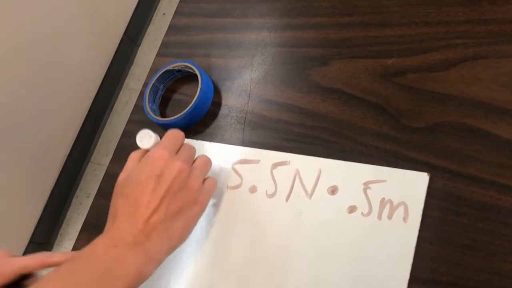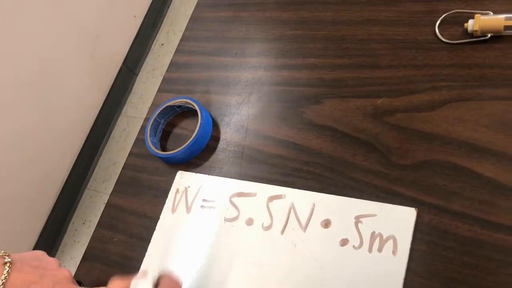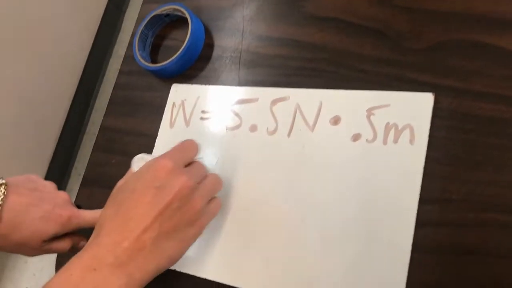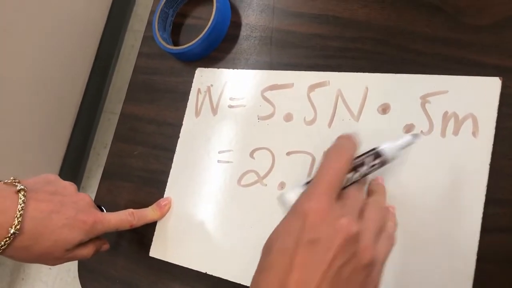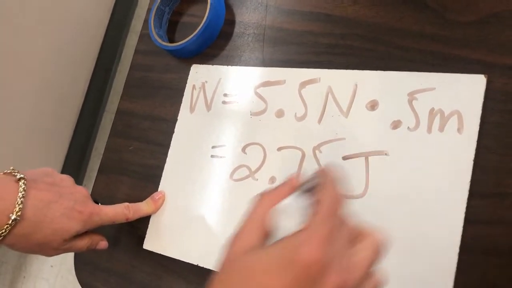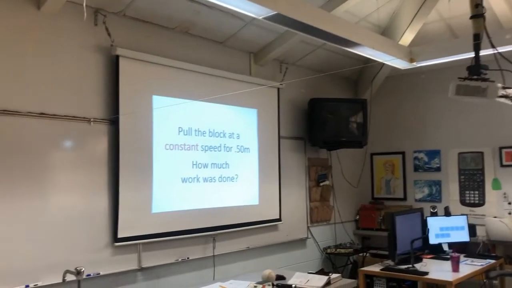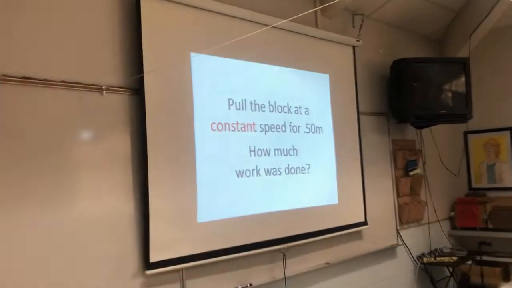So what is the work going to be? 2.5 plus 2.75, isn't it? I'm going to have to check my work. Newton meters, that's a joule. So that's my work there. Joules sound valuable.